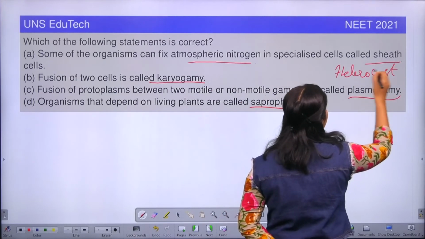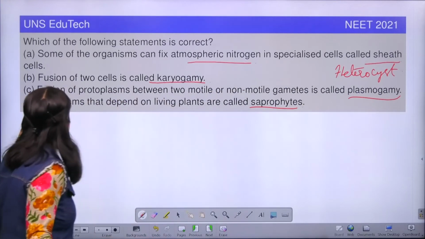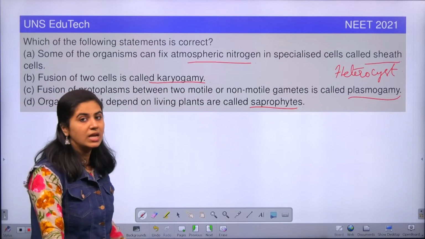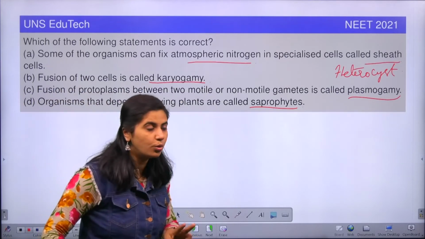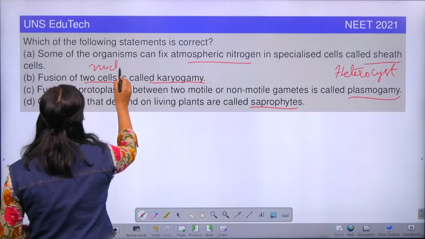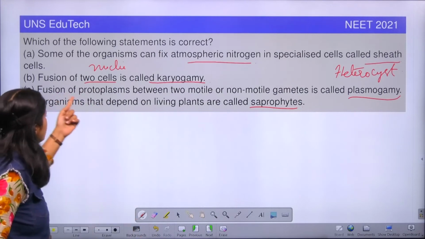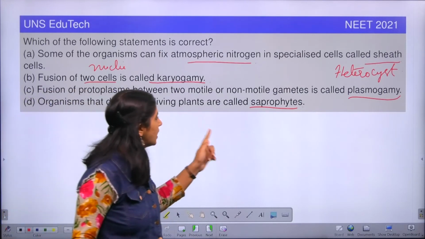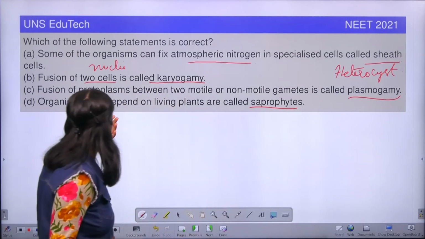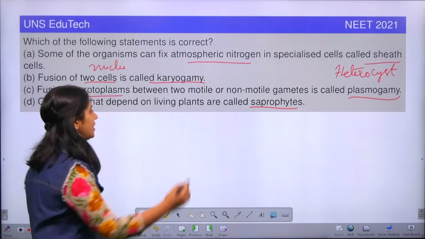which provides anaerobic conditions for the enzyme nitrogenase. Second option is fusion of two cells is called karyogamy. Is it fusion of two cells? No. Fusion of two nuclei is called karyogamy. Third option is fusion of protoplasm between two motile or non-motile gametes is called plasmogamy. See, fusion of protoplasm. Is it correct or wrong? It's correct, right? It's true.